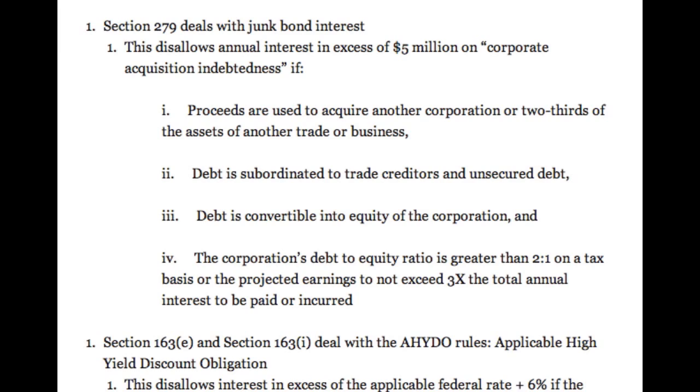And then if debt is convertible into equity of the corporation, or if the corporation's debt to equity ratio is greater than 2-to-1 on a tax basis, which is very common in these closely held corporations, or the projected earnings do not exceed 3 times the total annual interest to be paid or incurred.